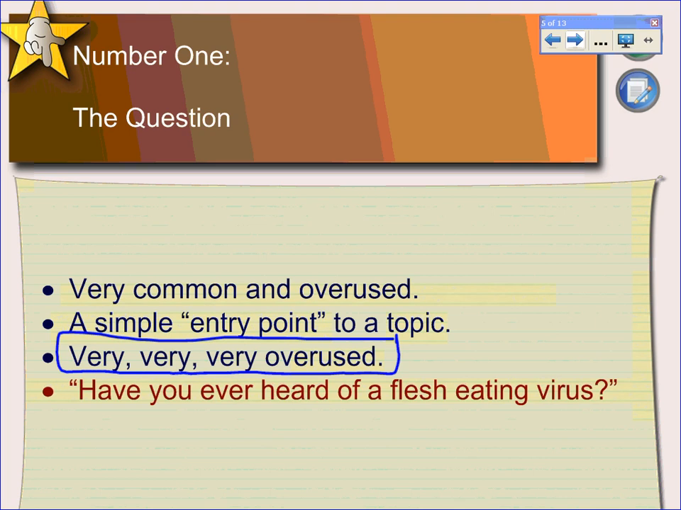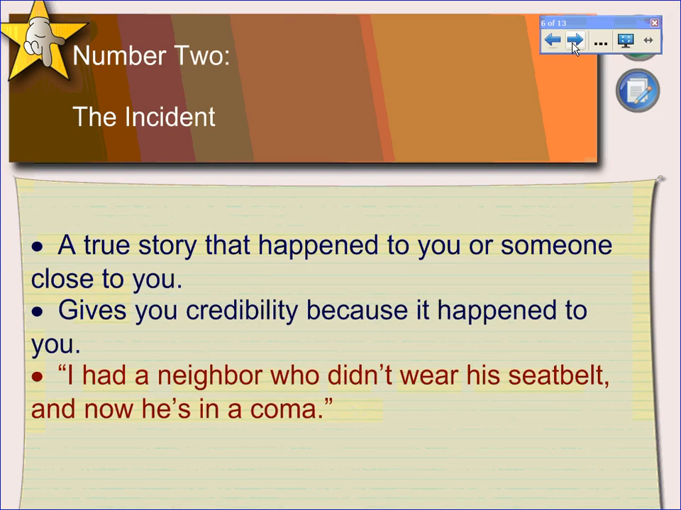In fact, some teachers will say, just don't do the question introduction. Here's an example, if you were going to use it: Have you ever heard of a flesh-eating virus? All right, let's get moving on here.